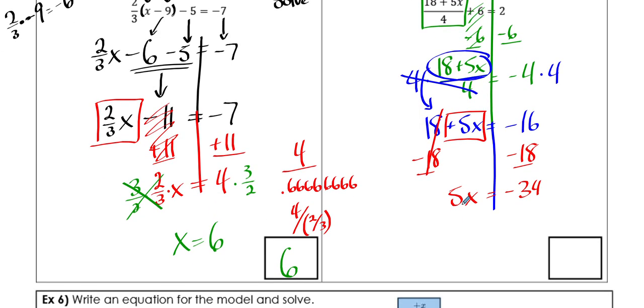And then one last step. This is a pretty typical pattern. Your last two steps are either adding and subtracting, and then you divide away the coefficient here. We're going to divide by 5 on both sides. That's going to give us a decimal. That is negative 6.8.